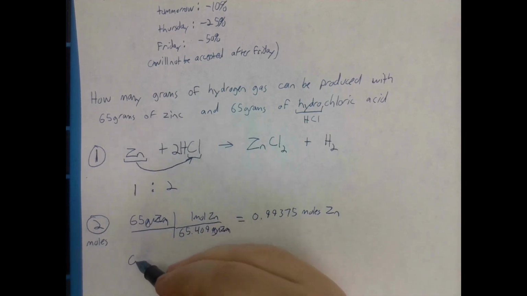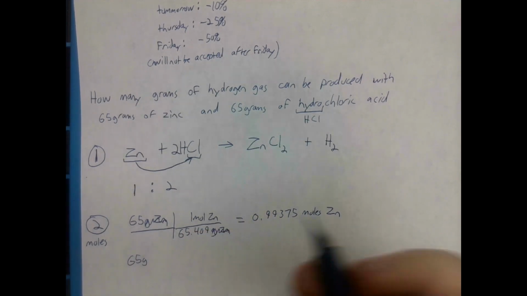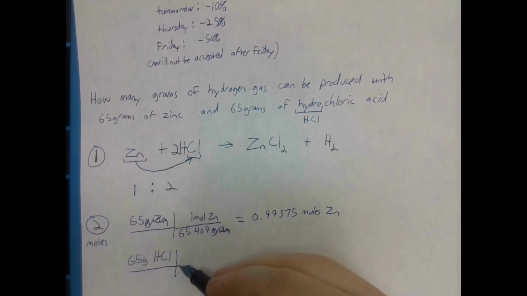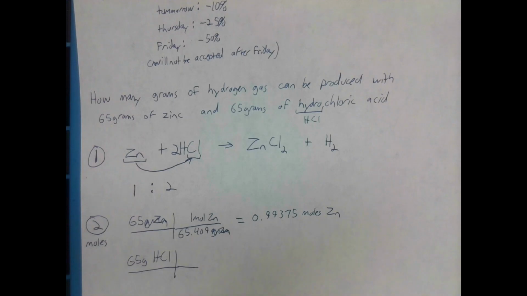And we have 65 grams hydrochloric acid. Chlorine is 35 roughly, hydrogen is 1 roughly.